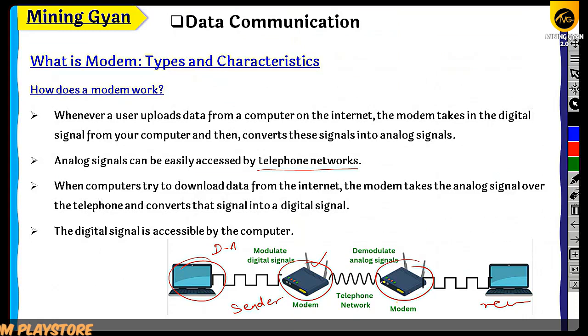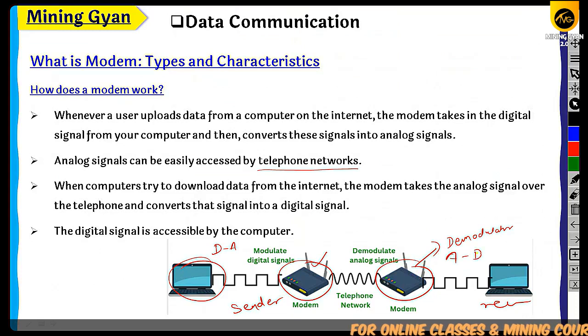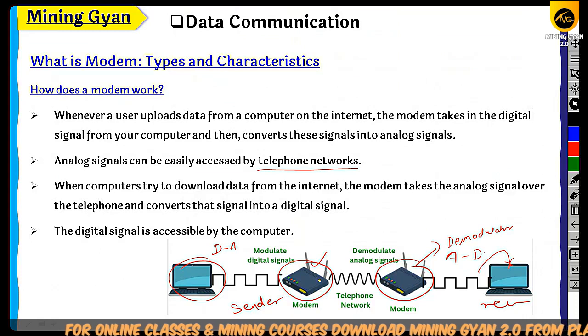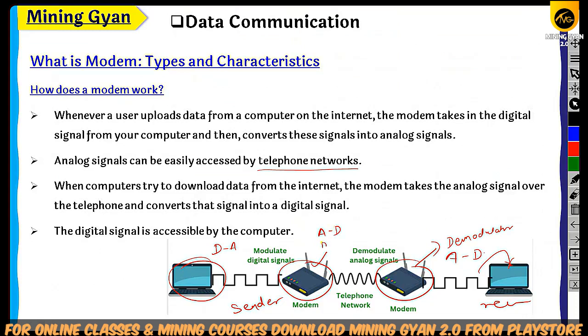Now there is another modem which receives the data in the form of an analog signal, and it works as a demodulator, converting the analog signal into a digital signal for the receiver end. So basically the modem is used as a modulator and also as a demodulator. A modem can convert analog to digital and digital to analog signals to transfer data from one end to another.